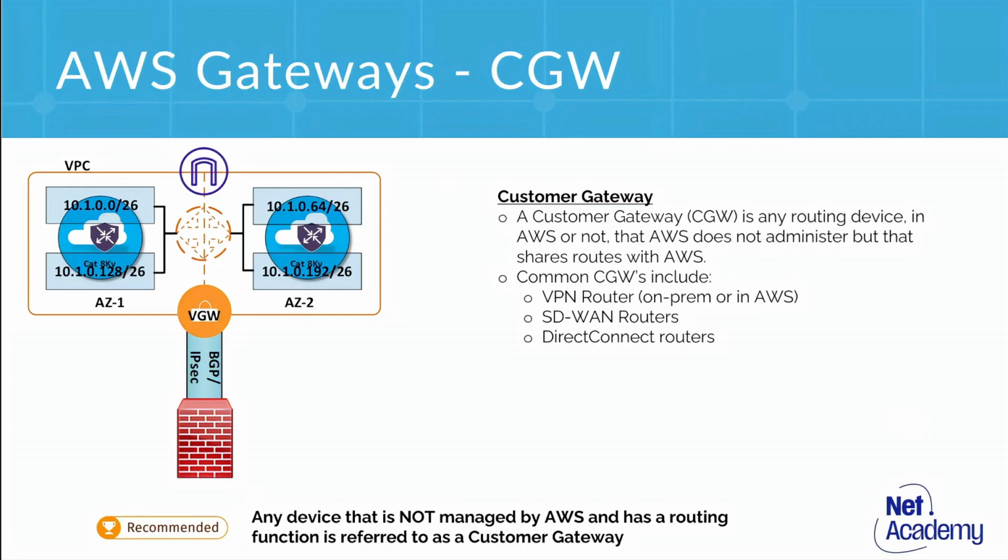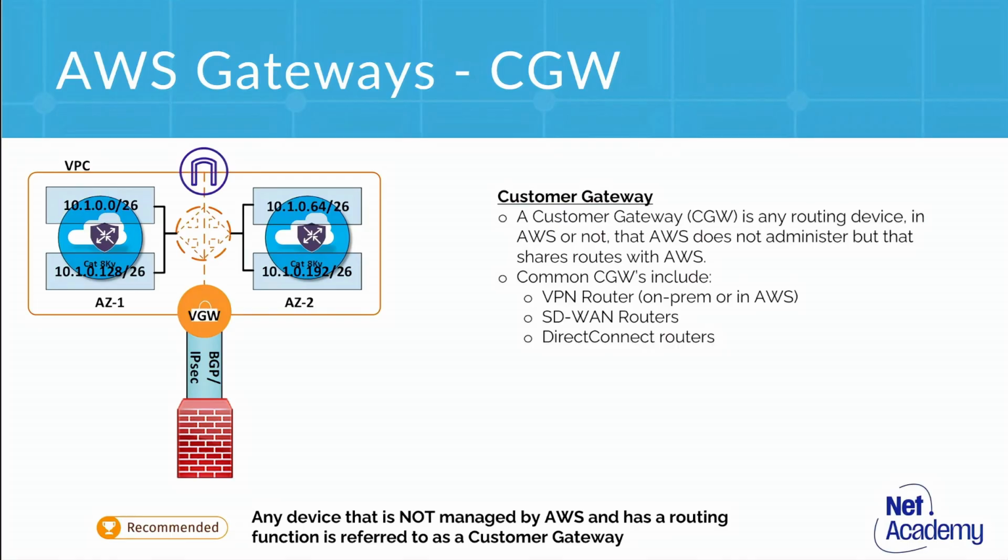When we talk about customer gateways or CGWs, that is really any routing device, whether it's in AWS or not, that AWS does not administer, but that AWS shares routes with. That's why I say if you have an on-prem firewall or router that's running your BGP process to the VGW across an IPsec tunnel, that firewall or that router is an example of a customer gateway.